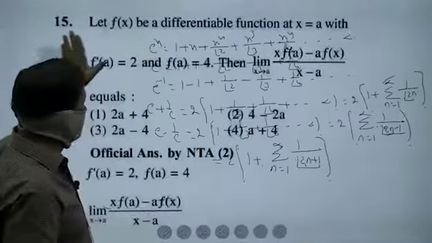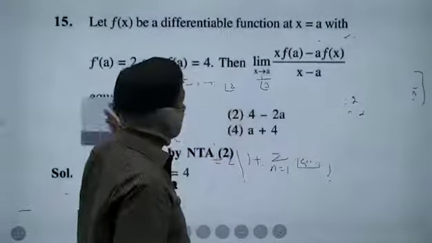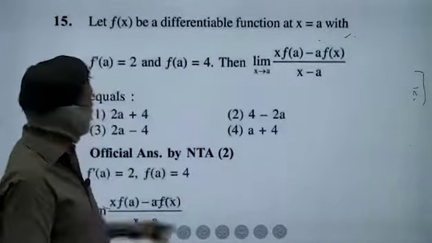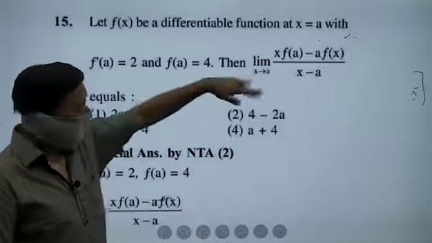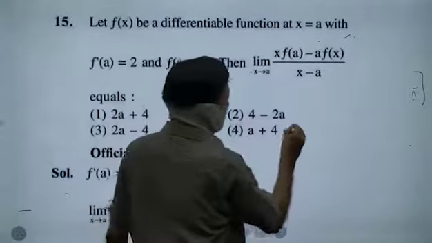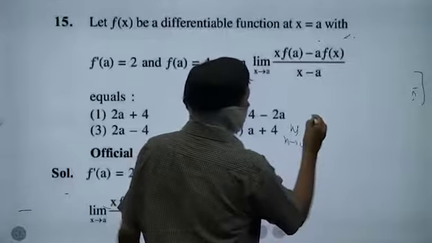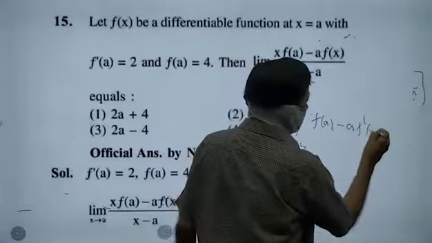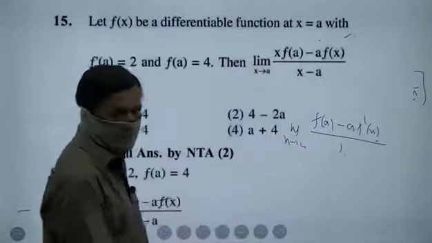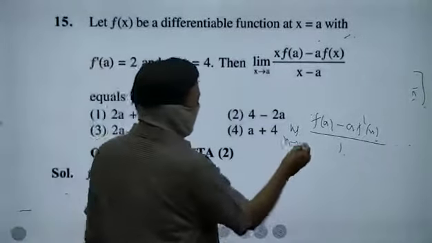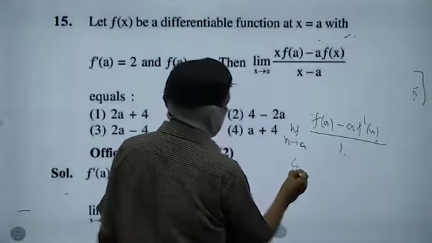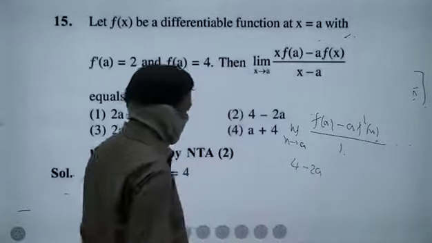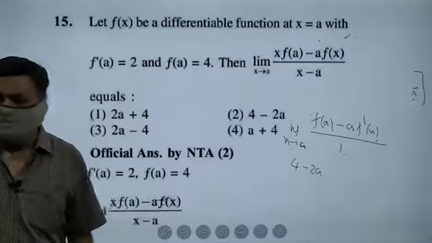This is a straight L'Hopital rule problem. Yes. f dash a, f of a, 0/0 form, differentiate. Limit x tending to a, f of a into x derivative, 1 minus a into f dash x by 1. Limit x tending to a, f of a is what? 4. f dash a is what? 2a. Simple.